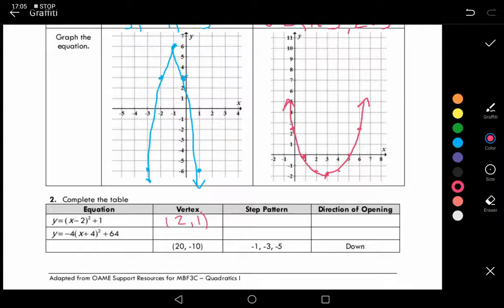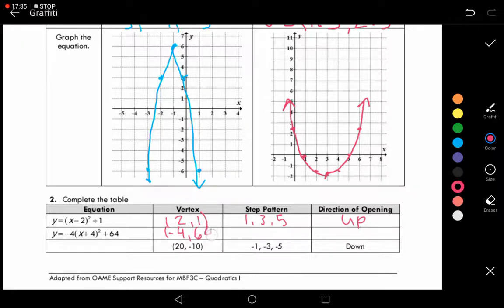My step pattern, because I have nothing out front, remains the same as my base function, which is simply 1, 3, 5. Okay, and lastly, the direction of opening, it's always going to be up unless there's a negative number there. So this one is up because there's no negative. Looking at our next equation, our vertex, again, make sure your h is appearing as opposite. So that positive 4 is going to become negative 4.